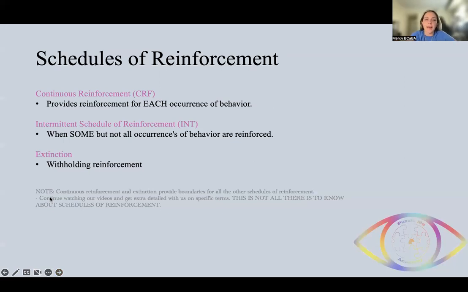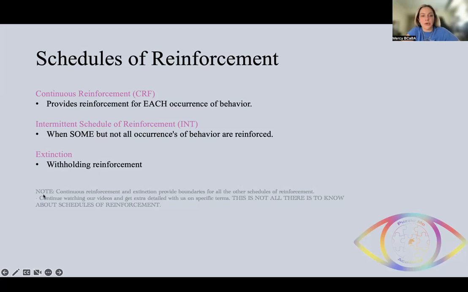Schedules of reinforcement. We have continuous reinforcement, also known as CRF. I don't know why that F is there, but it's written that way all over the Cooper book. This is basically that we are providing reinforcement for each occurrence of behavior. Next, we have intermittent schedule of reinforcement, also known as INT, when some but not all occurrences of behavior are reinforced. And then we have extinction, which is just a procedure where we are withholding reinforcement.